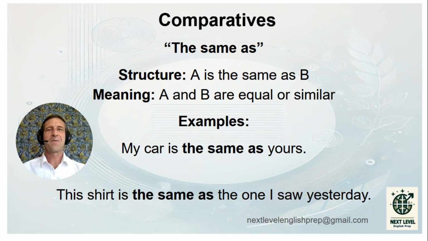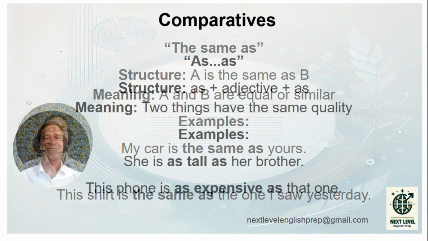Let's start with the same as. The structure's pretty straightforward. A is the same as B, and it means that A and B are equal or similar. They're basically identical in some way. Like, my car is the same as yours.